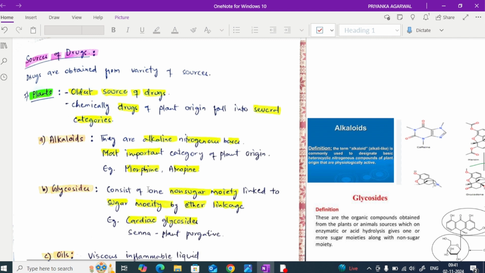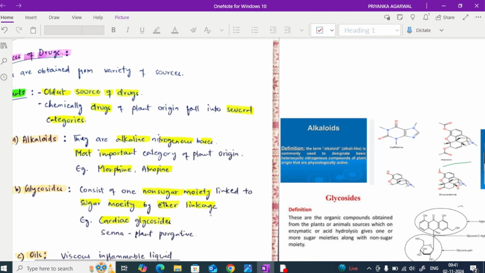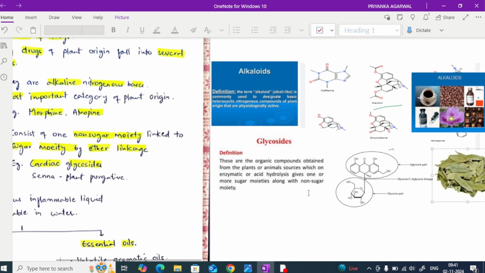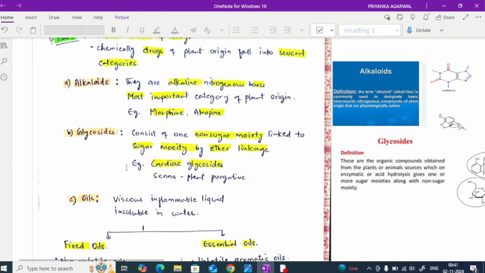Okay, so it consists of one non-sugar moiety linked to a sugar moiety by an ether linkage. So you can see that here in this image. This is the glycon part, that is the sugar moiety. This is the non-sugar moiety linked by an ether linkage. Okay, so this is about glycoside. Now an example would be cardiac glycoside. Same thing here, glycoside, and senna.